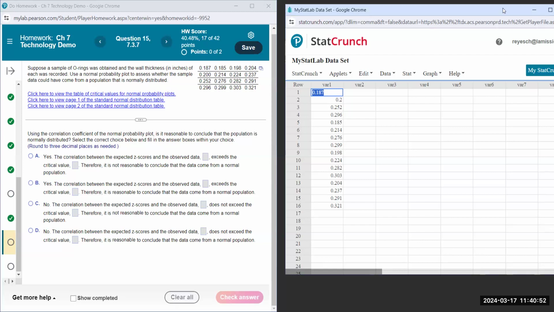Suppose a sample of O-rings, think of them like little washers, was obtained. If you don't know what a washer is, it's a little circular metal piece that goes with nuts and bolts. The wall thickness, or the thickness of this little metal ring, was recorded. Use a normality plot to assess whether the sample could have come from a population that's normally distributed.